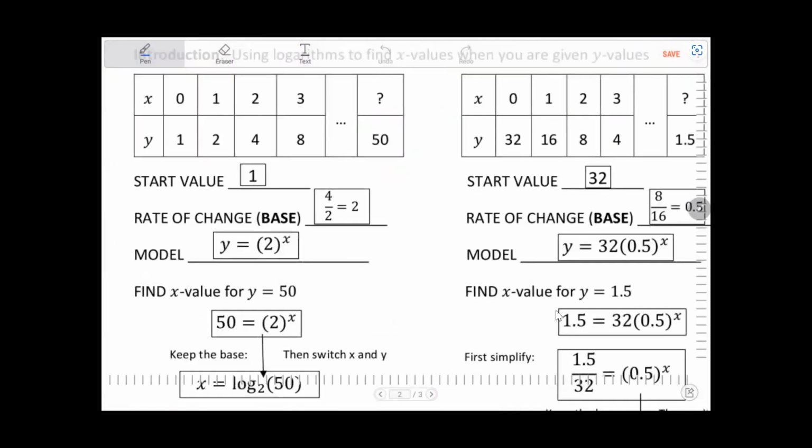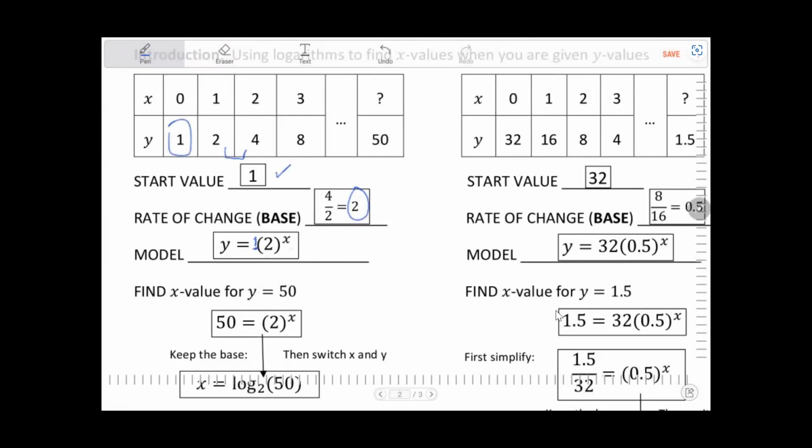And here's our two examples. We go through the same process. We find the starting value, which is 1. Then we divide 4 and 2, and we find out our base, or our rate of change, is 2. And because this is a 1, it's an invisible 1, so I didn't write it in there. You don't need it.